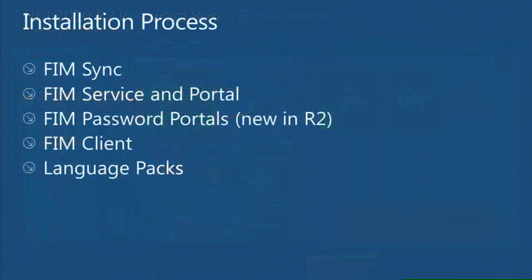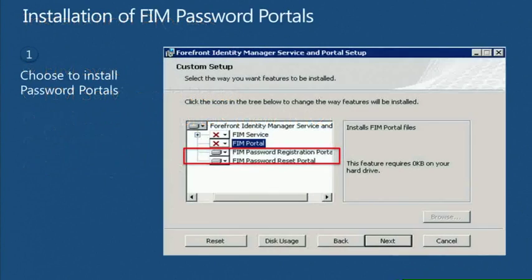Okay. So how do you go about installing? Probably the order I'd recommend is start with sync, service, and portal. Let's assume you've already done that. So now we've got the password reset portals. How do you install? Well, you go to the installer. You get these options. You can install them on the same box as the FIM service and FIM portal if you wish to do so. You won't be able to run them on port 80 because SharePoint is probably lurking on port 80 and SharePoint really wants to own that port. You can put it on a different port. You can put it on a different box if you want to.